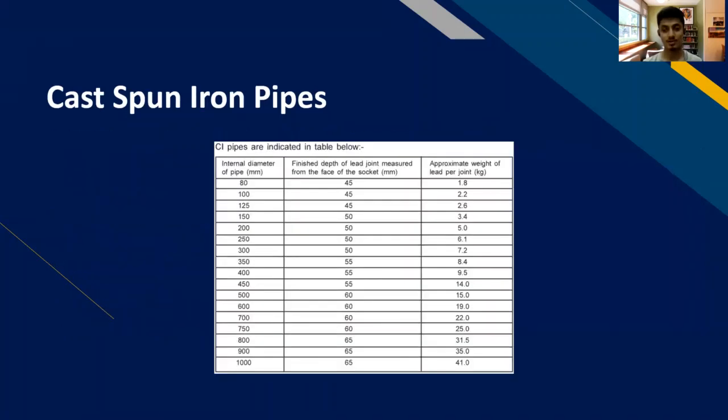So this table shows what dia ranges cast iron spun pipes are available in the market. Like you can see, they are available in 80 mm, 100 mm dia, 125 mm dia, 400 mm, 450 mm, and it goes on to 1000 mm.